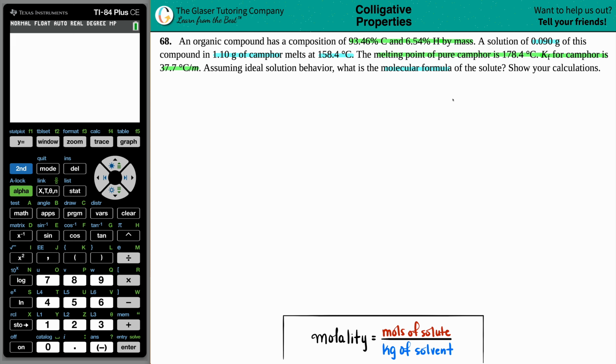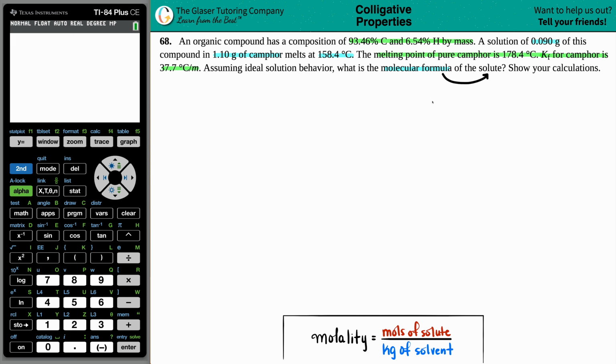Show your calculations. Okay, strap in those shoelaces, guys, because we're going on a wild ride, but we got this. So they're throwing us a lot of numbers, right? They're throwing us percentages by mass. We have how many grams of the compound, and we have a 1.10 gram sample of camphor. They gave us the melting point of pure camphor and a Kf value, but ideally we want to find out the molecular formula of the specific solute.